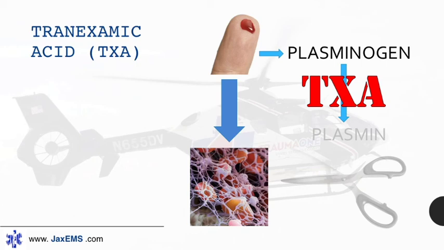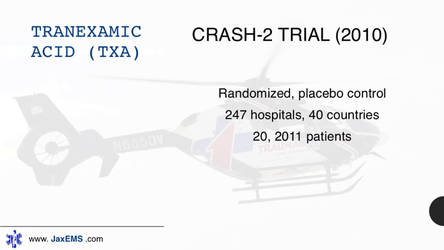We want them to clot to stop the hemorrhage and reverse the problem. So that's the idea behind TXA, is blocking that cascade. So this is all based on the CRASH-2 trial, a huge trial done in 2010. It was 40 different countries, 247 hospitals, randomized placebo-controlled trial.